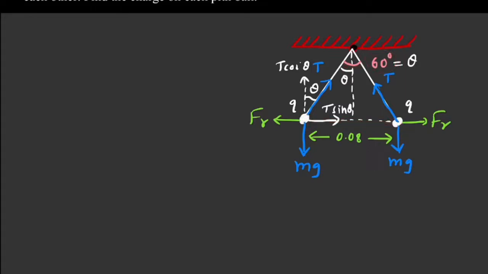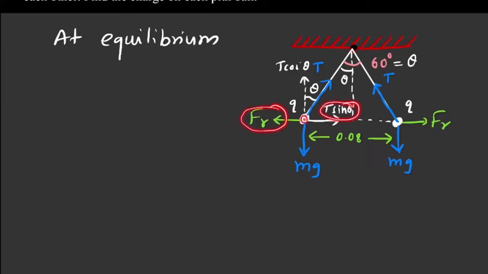So at equilibrium, now we need to use the condition for equilibrium. If the charges are at equilibrium at this distance, then what is the situation? Now see, the repulsive force on this charge and the component of the tension force must be the same. Okay, they must be the same. This force and this force must be the same, and also the downward force and this force must be equal.